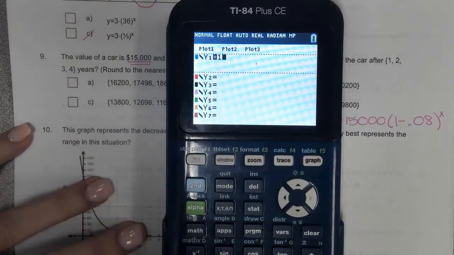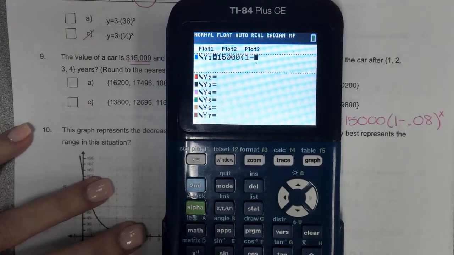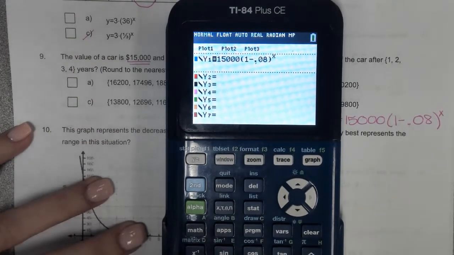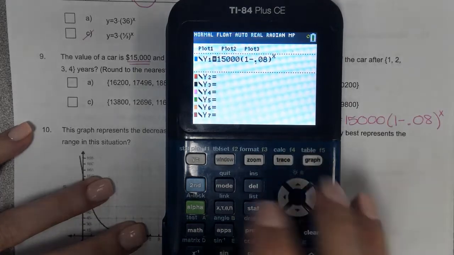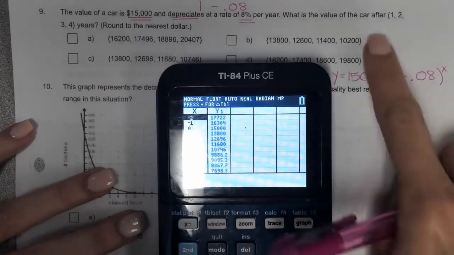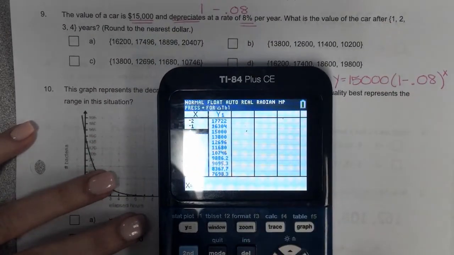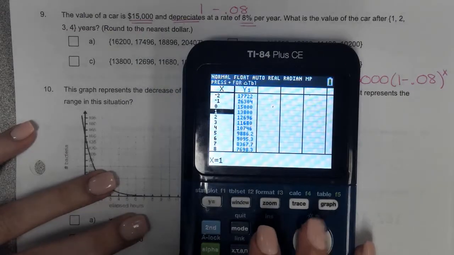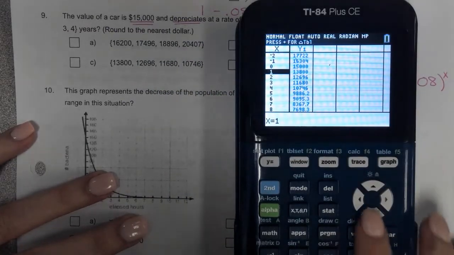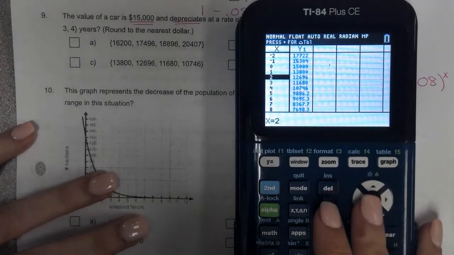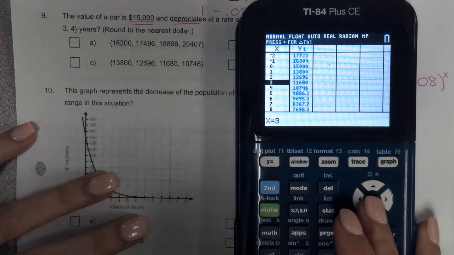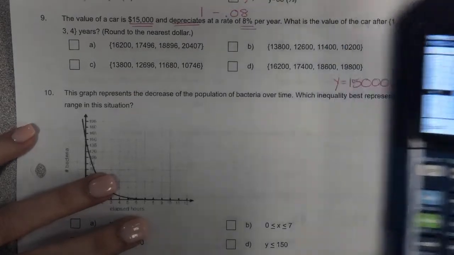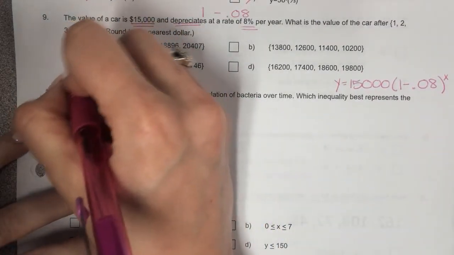So if I type this in, and I am looking at 1, it's 13,800. At 2, it's 12,696. At 3, it's 11,680. And then 10,746. So this is your answer.